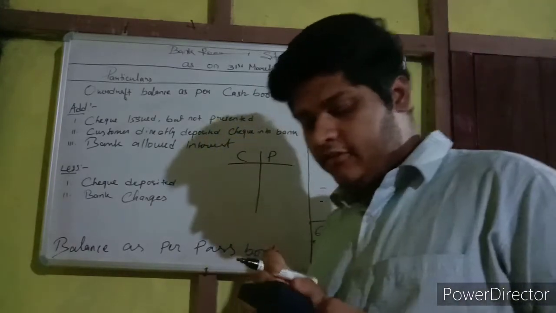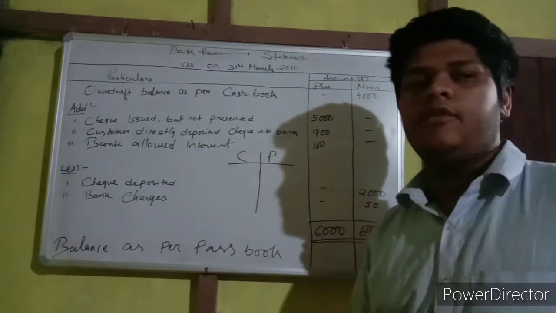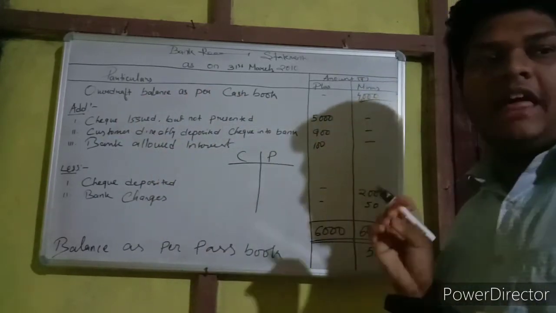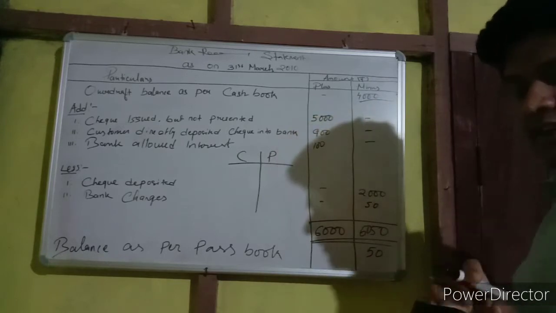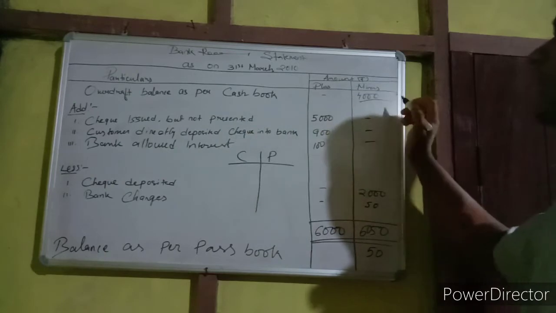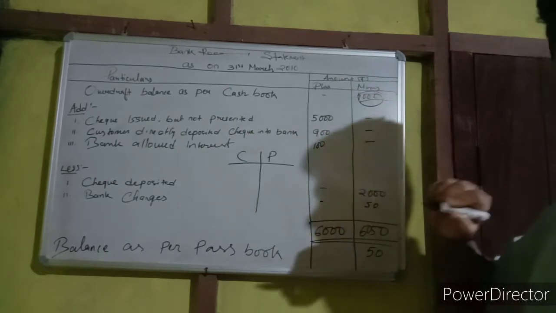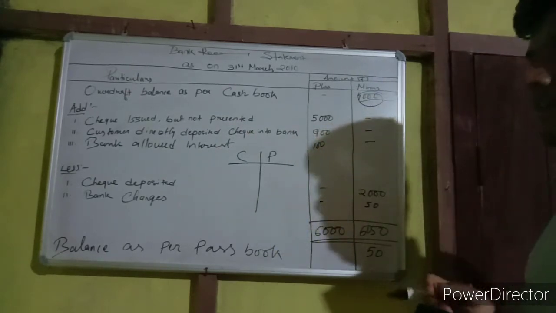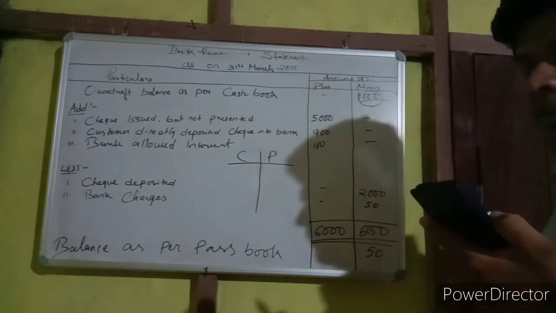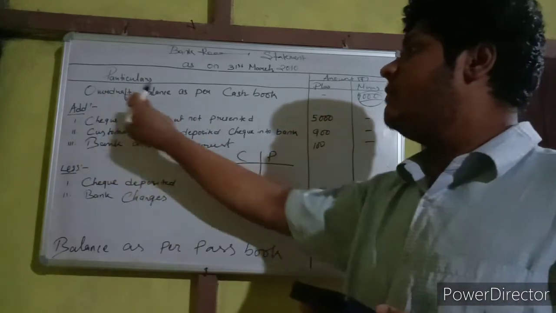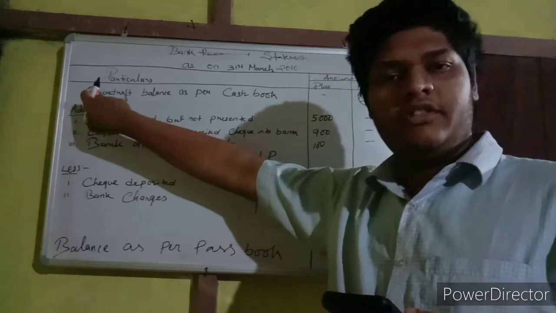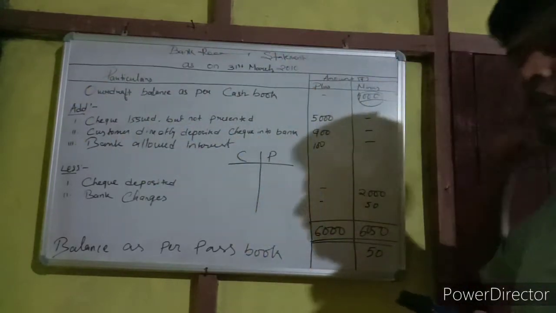Now the first point is overdraft. Whenever it is an overdraft, whether cash book or passbook, the balance will come on the minus side. Every time you have to memorize it. Whenever there is an overdraft balance, whether cash book or passbook, you have to write your amount in the minus column, not in the plus column. Overdraft means minus. Here it is written overdraft balance as per cash book. Overdraft means you withdrew more than you have deposited, so it will be in the minus column.